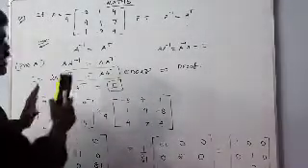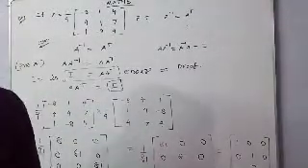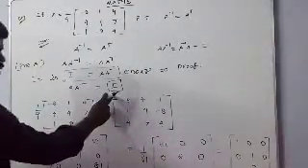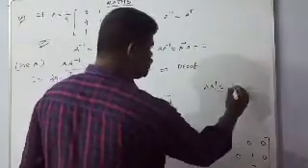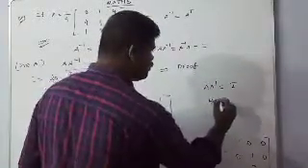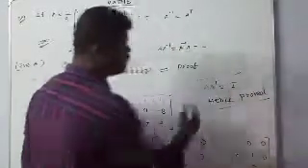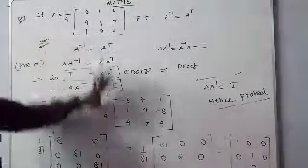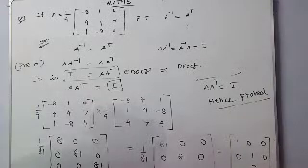I did not calculate any terms. I can write directly, so the result will come: A into A transpose is equal to I. Hence proved. So we want to approach proving this type of sum in this manner. Okay, right. We will discuss that in the next sum.